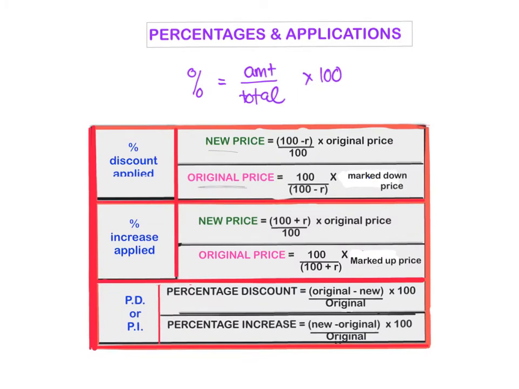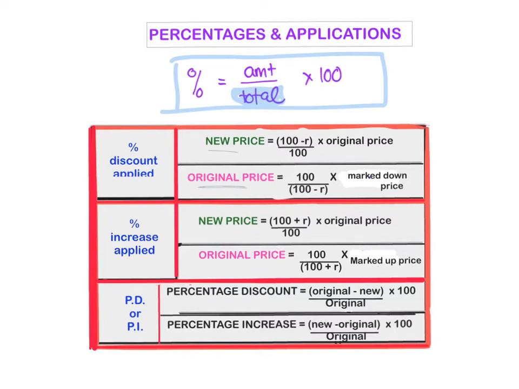Okay, so we're looking at percentages and applications. When we have a percentage, you're always told what it's going to be out of, so you'll often hear the words "of the something." This is always the total, the amount they're talking about. Then you have to work out so much. So that's a percentage, and then we times it by 100.